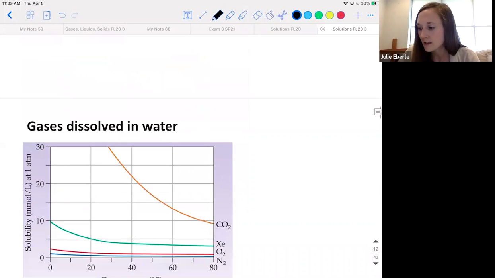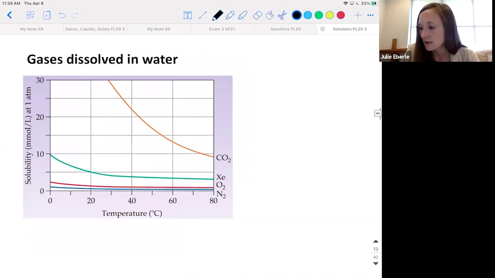All right, let's look at gases. We've got CO2, oxygen, nitrogen. You notice the opposite trend here. As you increase temperature, the solubility of the gas decreases. There are slightly different units here. This is mmol, a millimole.